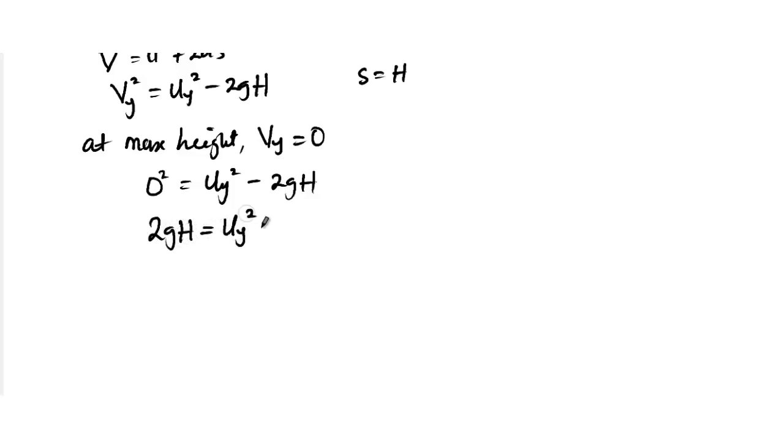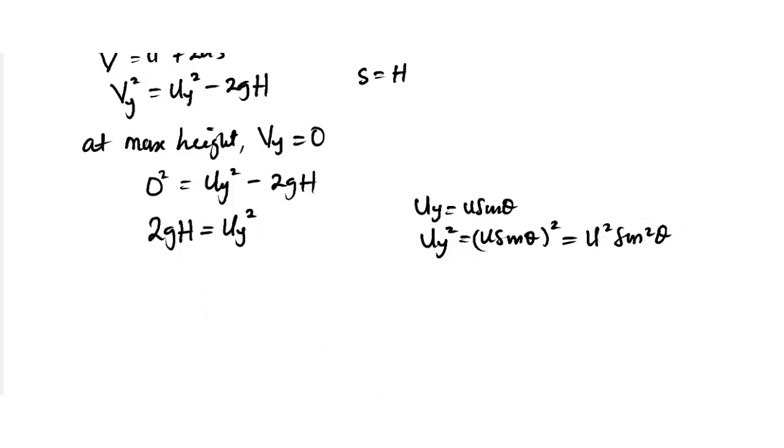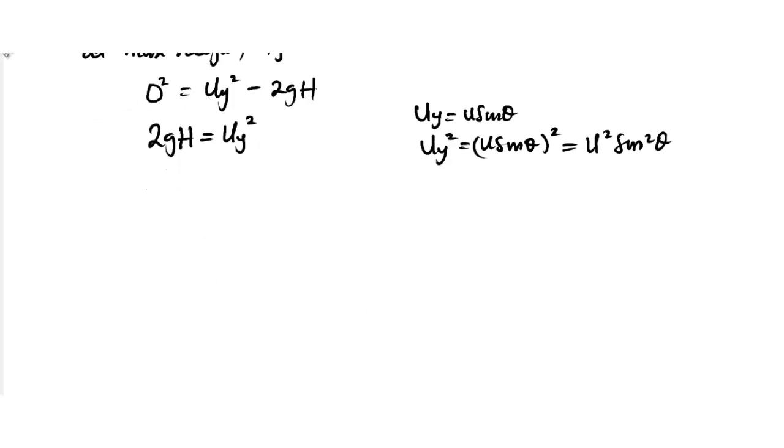u subscript y squared. But you should recall that u subscript y is u sine theta. So u subscript y squared will now be u sine theta, then squared, which will give you u squared sine squared theta. So let's just plug it into this particular formula. So let me just make h the subject of the formula. So h will now be u subscript y squared over 2g, and that will give us u squared sine squared theta over 2g.